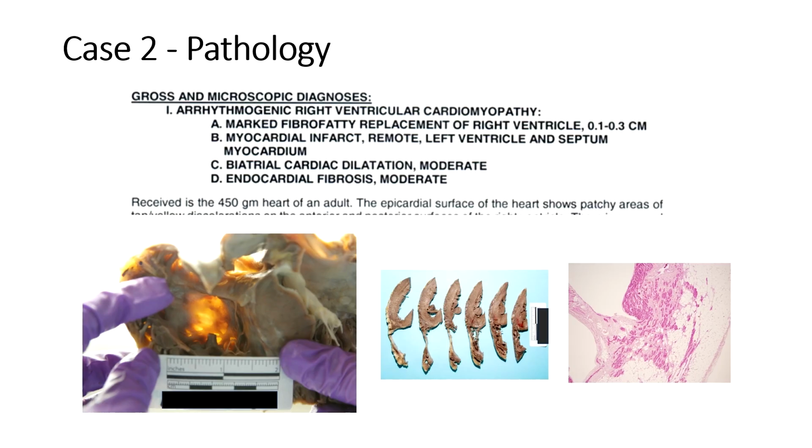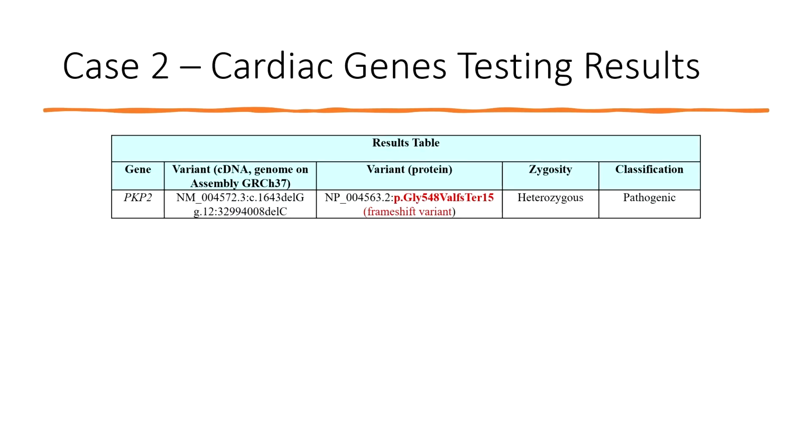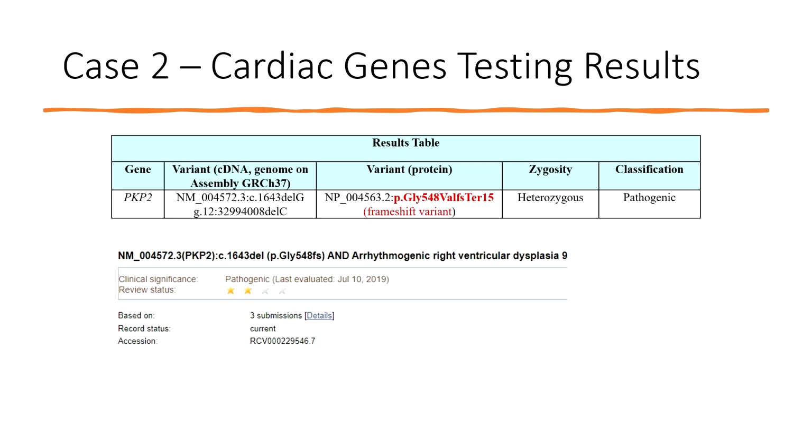endocardial fibrosis. The pathological diagnosis was arrhythmogenic right ventricular cardiomyopathy. Cardiac gene analysis showed a pathogenic frameshift variant detected in the PKP2 gene. The gene is known to be associated with arrhythmogenic cardiomyopathy. This variant has been reported in ClinVar and in several literature reports, detected in unrelated individuals affected with ARVC. This is a good example showing that a genotype result explains the phenotype and cause of death.